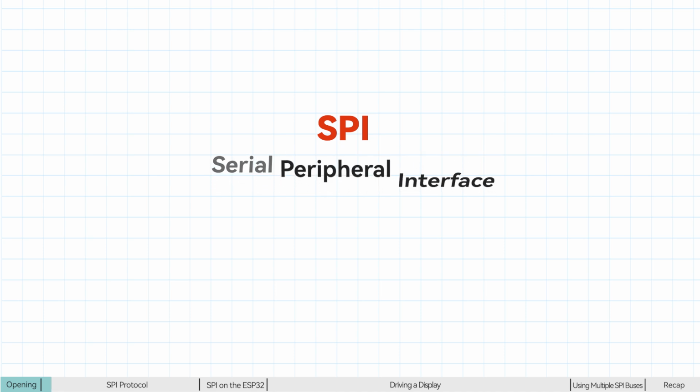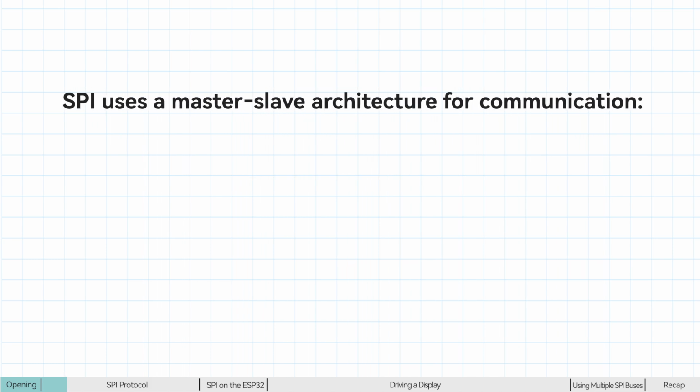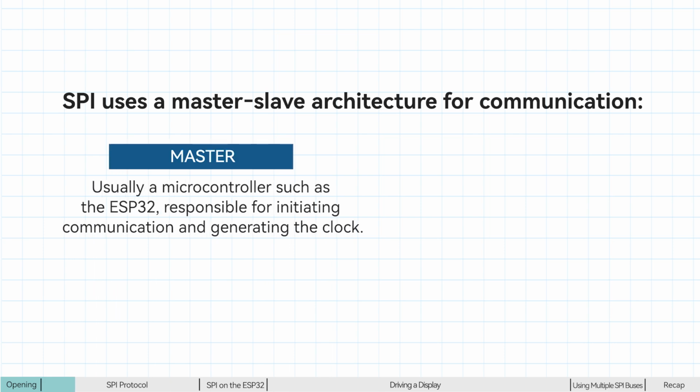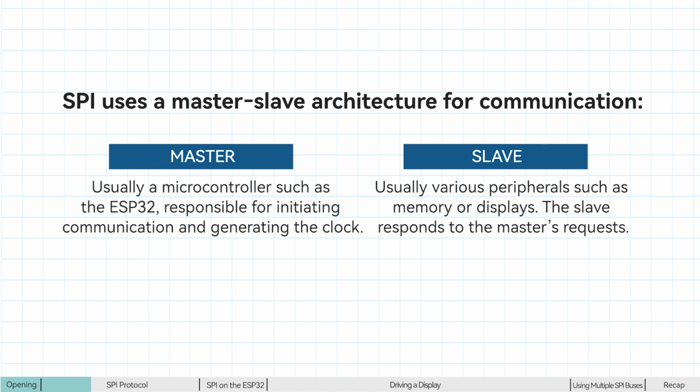SPI stands for Serial Peripheral Interface. It is a high-speed, full-duplex, synchronous serial communication protocol. SPI uses a master-slave architecture for communication. Master, usually a microcontroller such as the ESP32, responsible for initiating communication and generating the clock. Slave, usually various peripherals such as memory or displays. The slave responds to the master's requests.